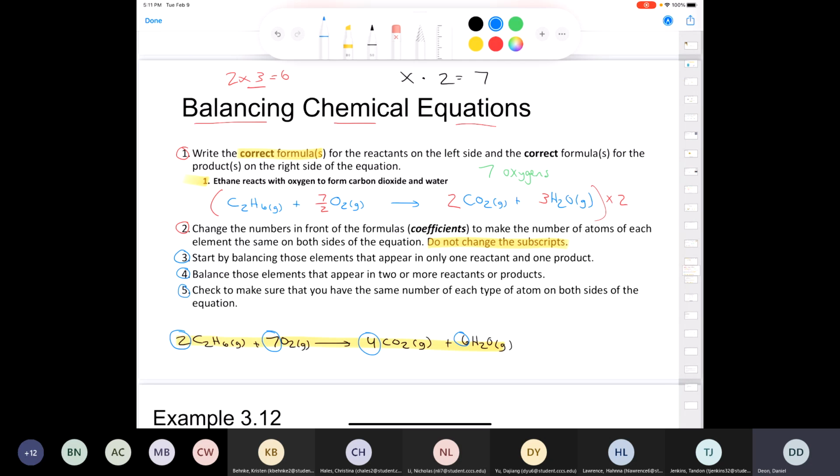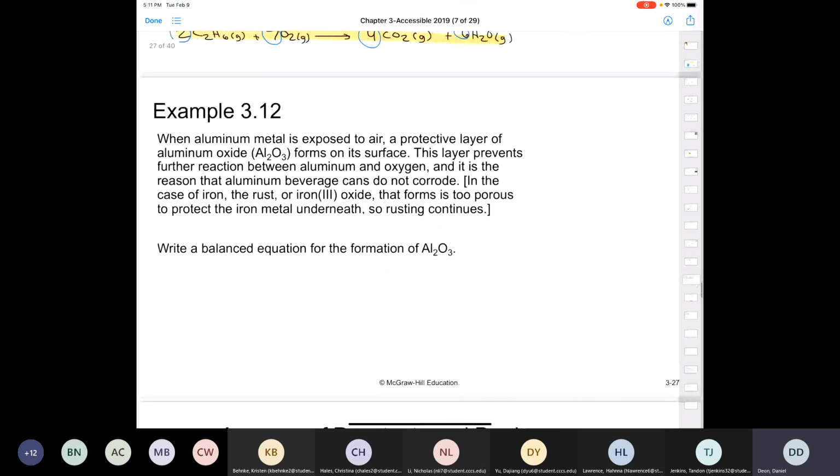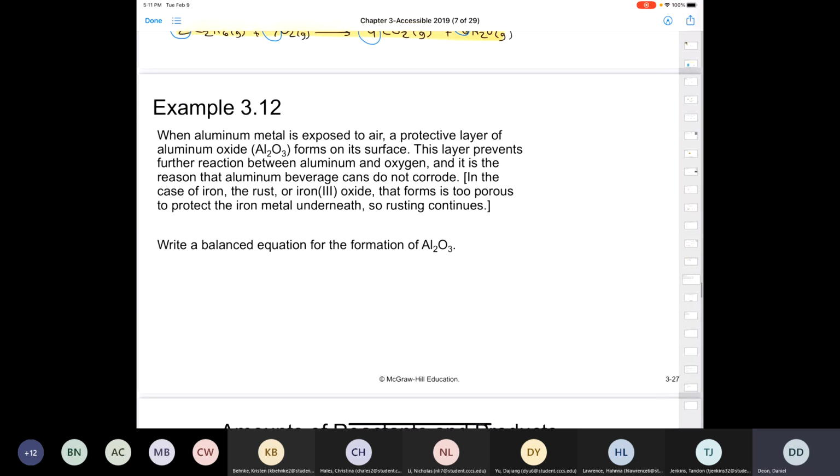Now, the way that I would do this, I think the easiest way, is whenever you have any element by itself, like here you have oxygen all alone, I would always save that for the very last, and that will be kind of your ace up your sleeve. All right, so let's take a look at an example here.